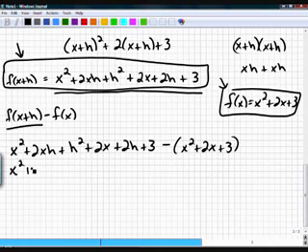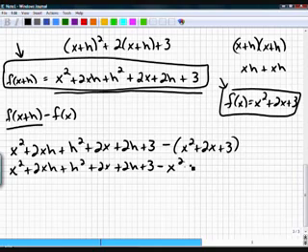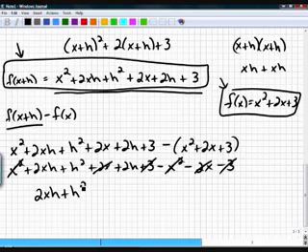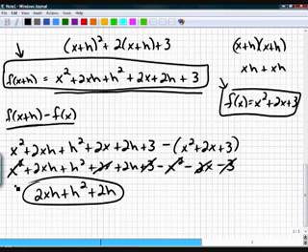So I now have x squared plus 2xh plus h squared plus 2x plus 2h plus 3 minus x squared minus 2x minus 3. What all cancels out? X squareds, 2x, and 3. And leaves you with, so here we go, f of x plus h minus f of x. We've cleaned up all that we could. There it is.